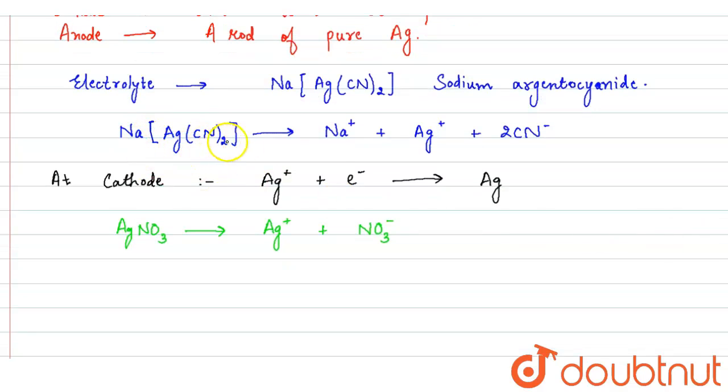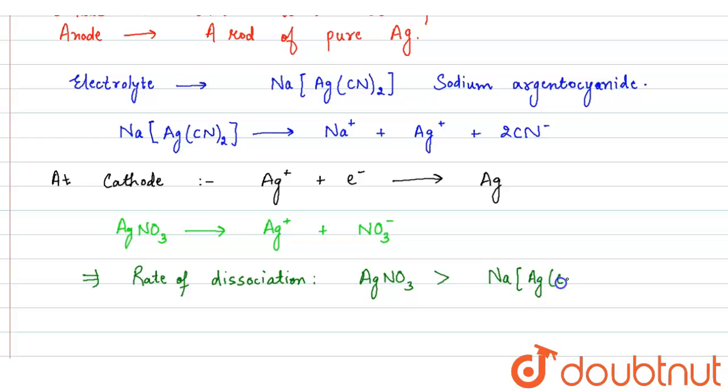That is why we use sodium argentocyanide solution, because in this case the dissociation is slow and the migration of silver ions towards the cathode will also be slow and the deposition of silver will be uniform and even. Therefore, we can conclude that the rate of dissociation of silver nitrate is more in comparison to sodium argentocyanide.